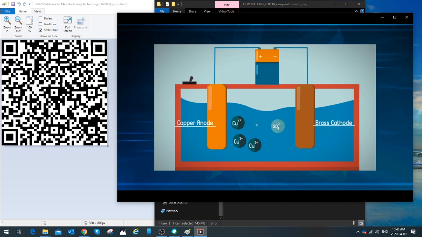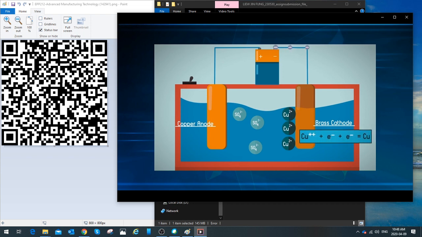Now I will show you a simple animation of how an electroplating process undergoes. The electroplating process contains copper acting as the anode and brass acting as the cathode. And the electrolyte is copper sulfate.